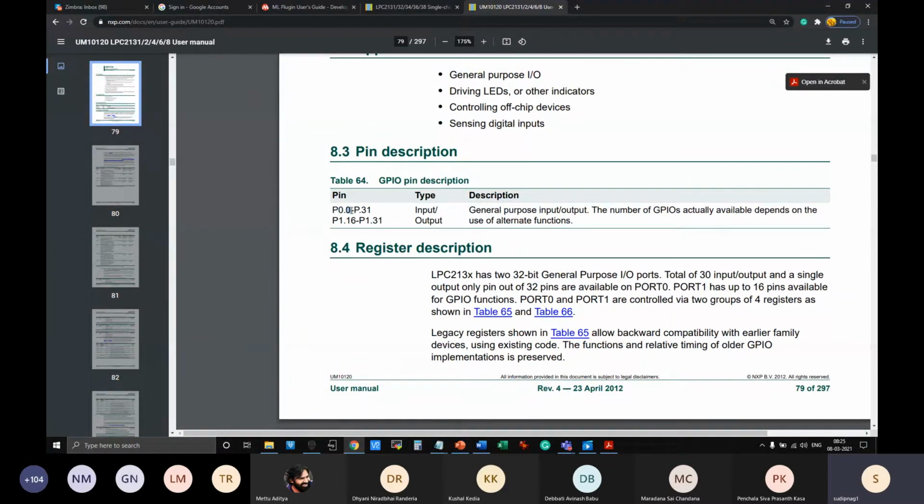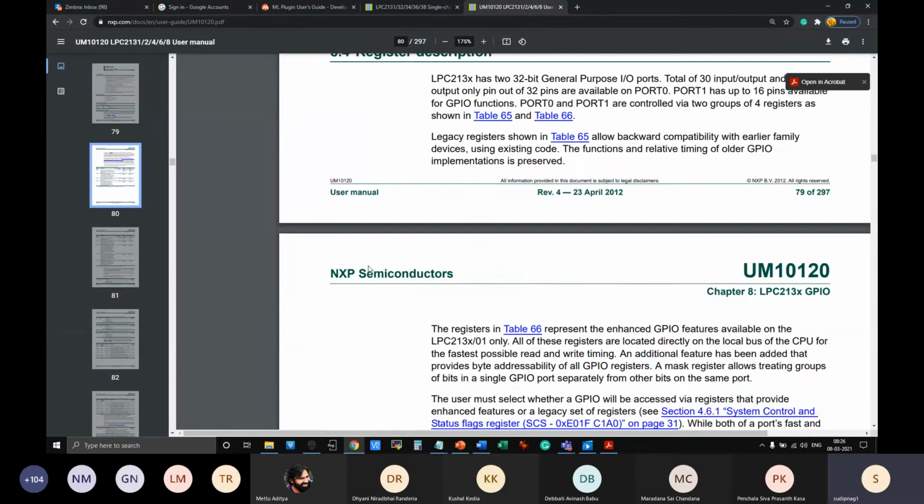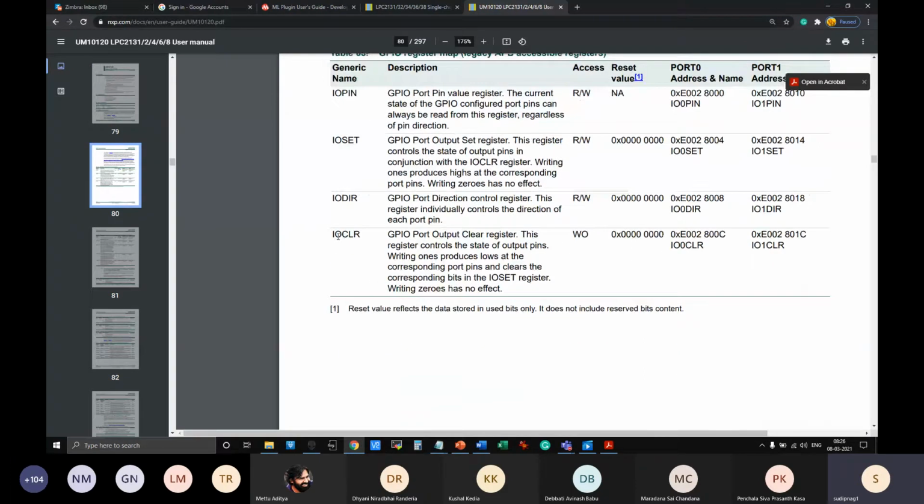Whereas if you want to reset, or if you want to write 0 to this particular pin, that is possible by writing logic 1 to this IO clear register. I will give you some example code for this, which will make it even more clear. But whether your IO set or clear will have any effect or not, that depends on IO direction.